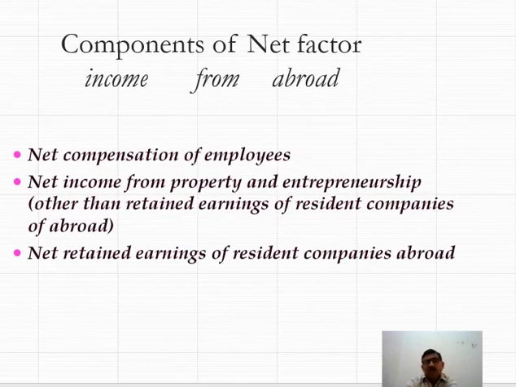Now there are three components of net factor income from abroad. First component is net compensation of employees. Second component is basically operating surplus, but how do you define it? It is net income from property and entrepreneurship. How does it become net? When we deduct retained earnings of the resident companies abroad, then it becomes net income from property and entrepreneurship. And the third component is net retained earnings of resident companies abroad.